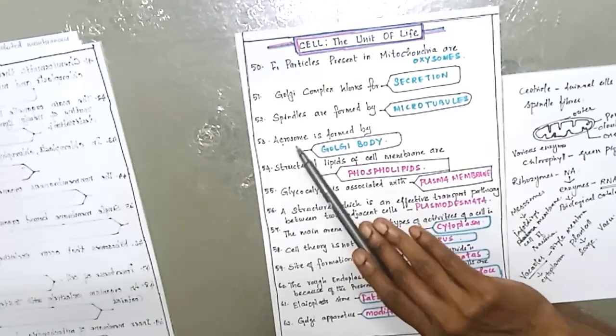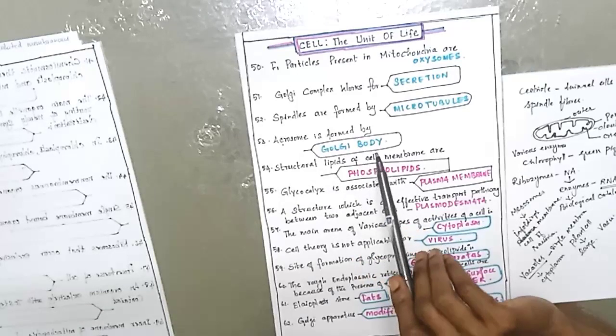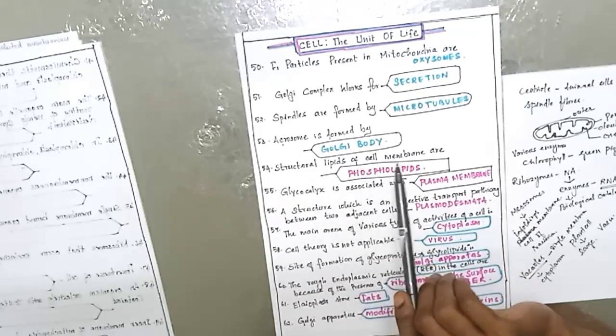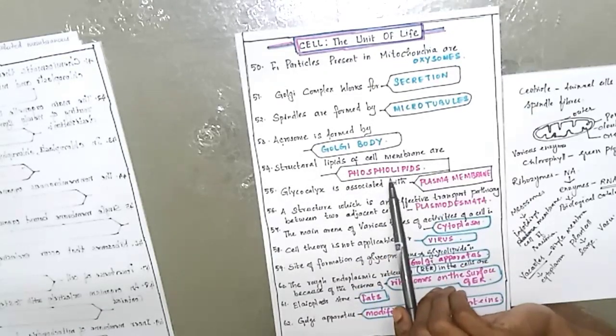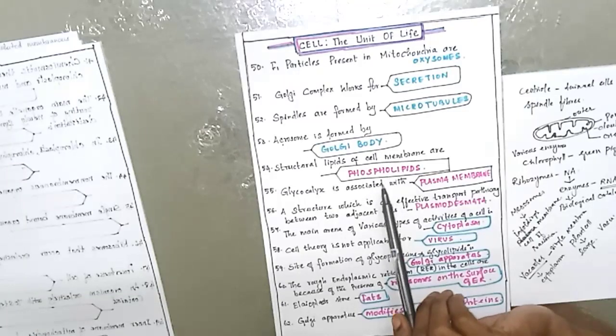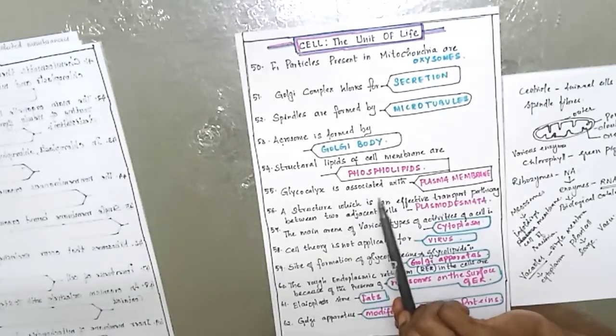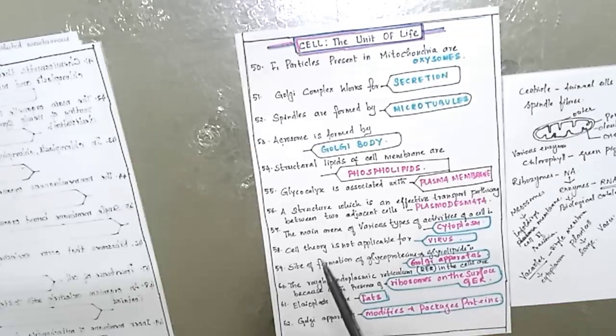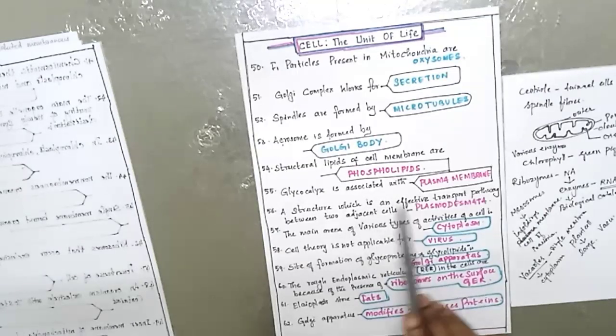Acrosome, this is also an important question. Acrosome is formed by the Golgi apparatus. The structural lipids of the cell membrane are phospholipids. Glycocalyx is associated with the plasma membrane. A structure which is an effective transport pathway between two adjacent cells, the mode of transport is by means of plasmodesmata.